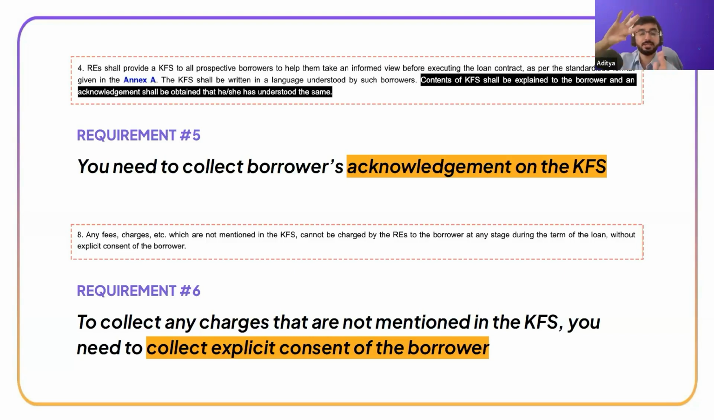In fact, KFS Annexure B and C also have a list of charges and an amortization schedule. So we'll share the entire template with you in the post-webinar email, which we will send within the next 24 hours.